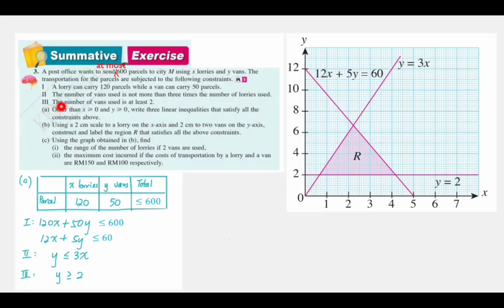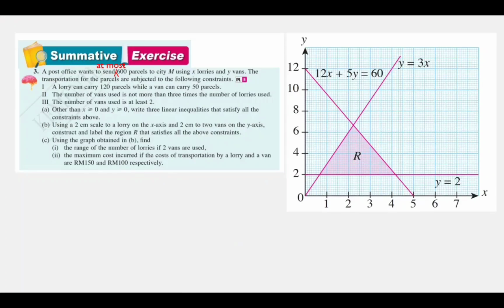Third line, the number of vans used is at least 2. So y greater than or equals to 2, we want to draw a line on y equals to 2. For y greater than or equals to 2, I want the region above. And then 12x plus 5y less than and equals to 60, I want the region below the straight line of 12x plus 5y equals to 60. And y less than and equals to 3x, I want the lower region of y equals to 3x. So we'll get our region R here.